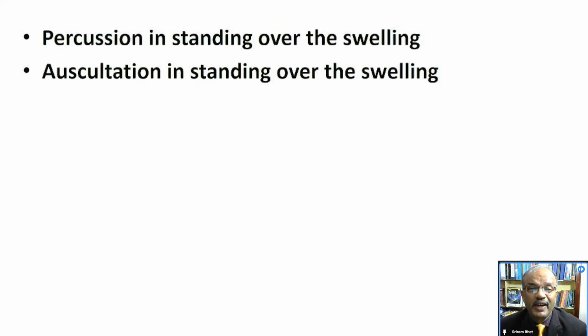Percussion standing over the swelling is important. Auscultation also standing. Remember, percussion should be done standing, because otherwise the content gets reduced and you won't be able to appreciate whether it is enterocele or omentocele. If it's dull, it is omentocele. If it is resonant, it is enterocele. Auscultation also you have to do standing. So examination in the standing position is very, very important in inguinal hernia. Remember, if you don't do that, your examination is incomplete or improper. Wrong, actually.